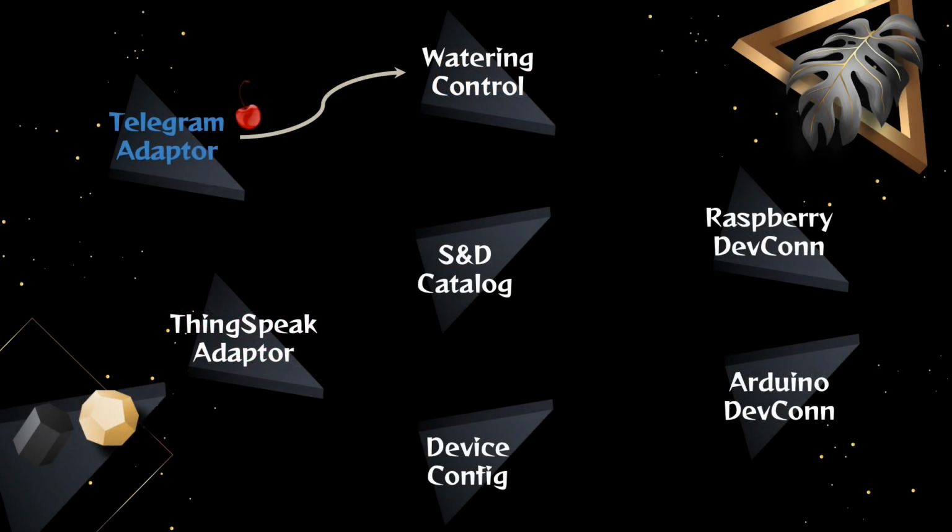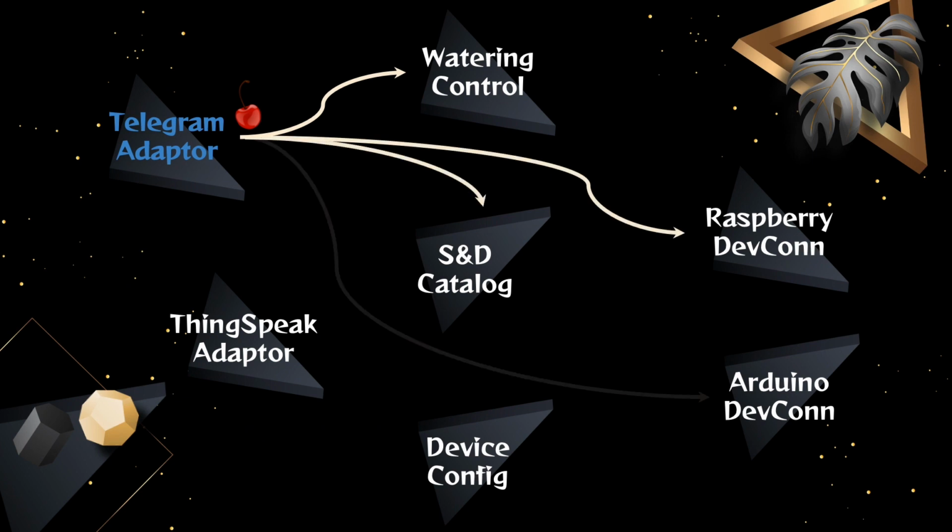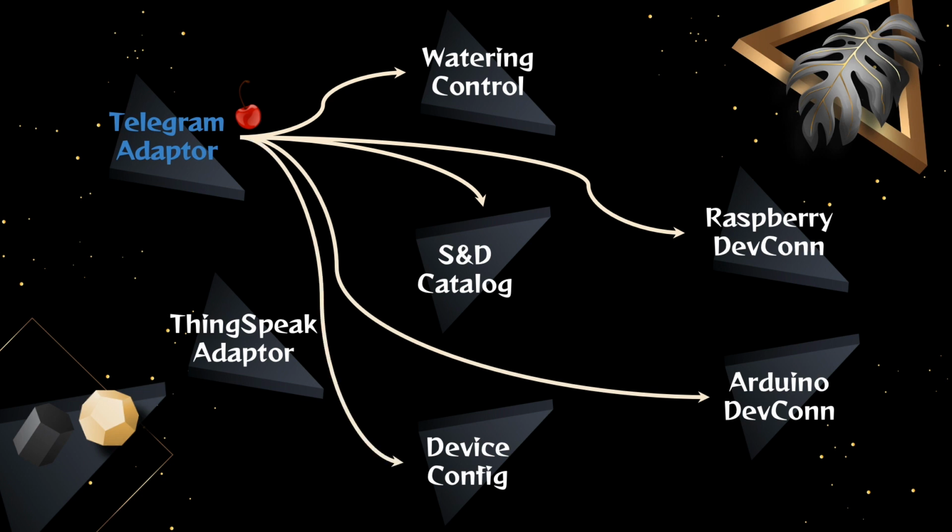The Telegram adapter uses only REST endpoints and connects to almost all the services to retrieve information about their status or to change some parameters, like in the device config.